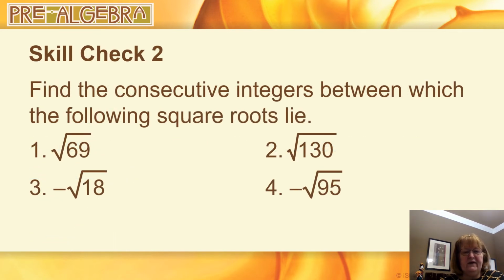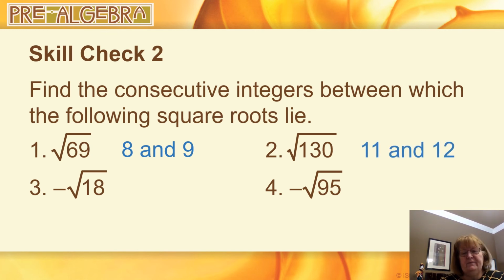Let's look at the following. Find the consecutive integers between which the following square roots lie. What I want you to do is take your calculator and do the square root of 69. You came up with, it's between 8 and 9. 8 times 8 is 64, and 9 times 9 is 81. So the square root of 69 is somewhere between 8 and 9. If you look, you'll get a decimal, 8 point something, for the square root of 69. So you know 8 is going to be part of the answer, but you're not going to go to 9. So it's between 8 and 9.